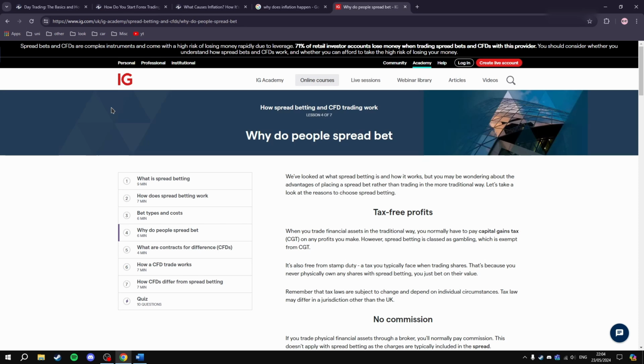Tax-free profits. When you trade financial assets in the traditional way, you normally have to pay capital gains tax on any profits you make.